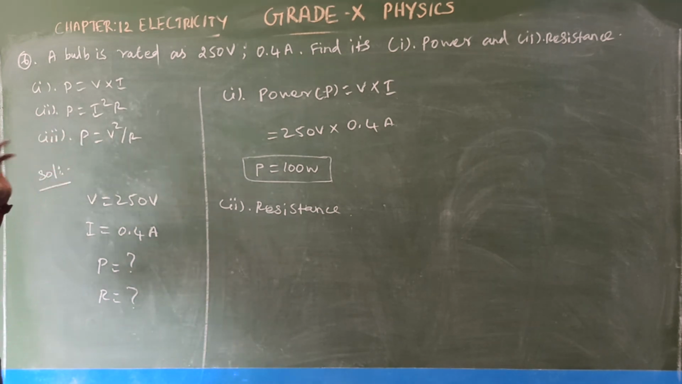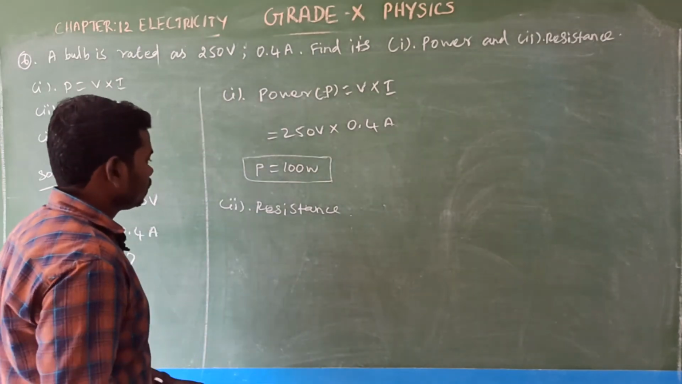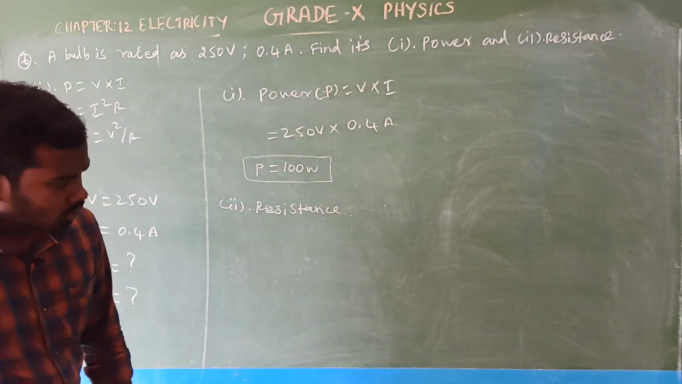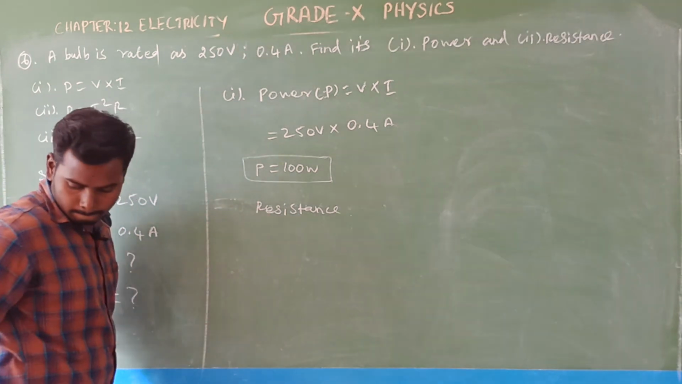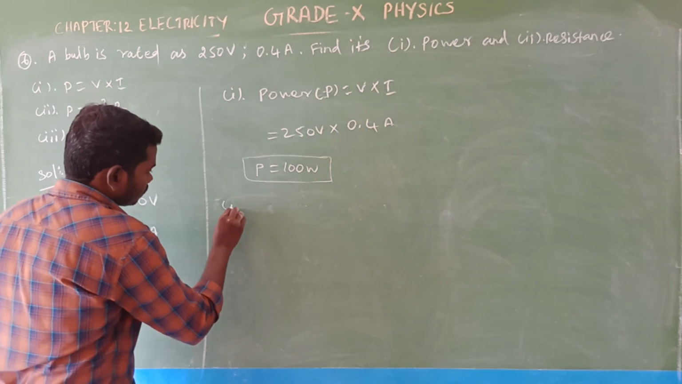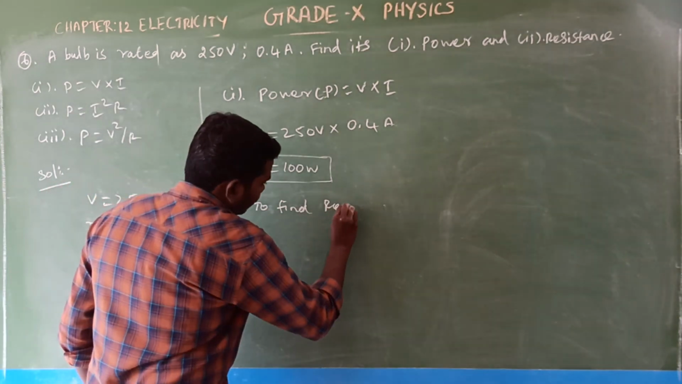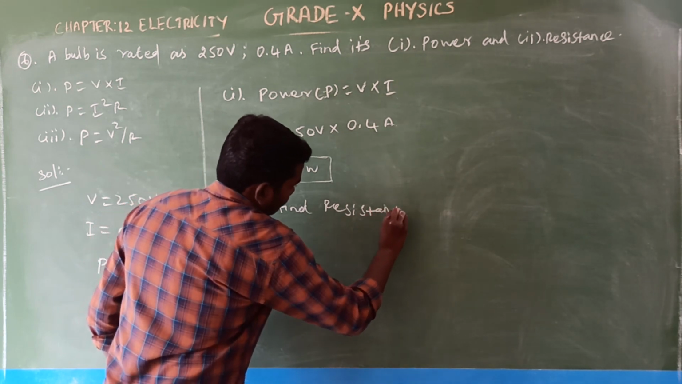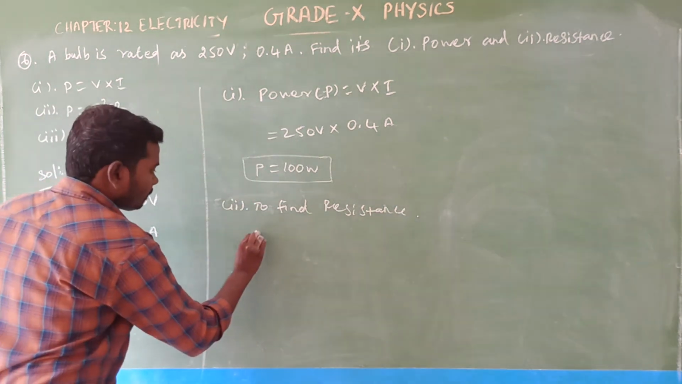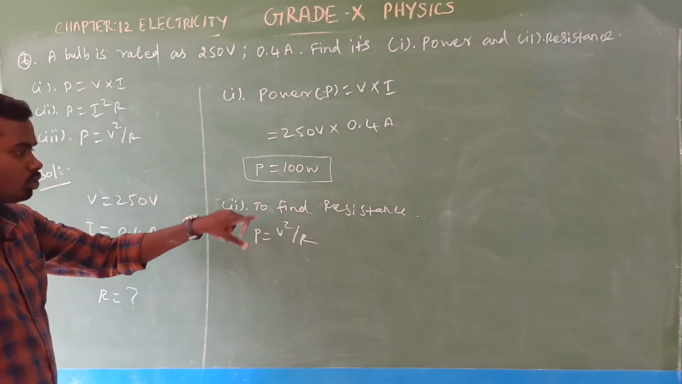I am going to take the third one, to find the resistance. So choose the third formula, P is equal to V squared by R. Already we know the P value, so substitute this P value here.